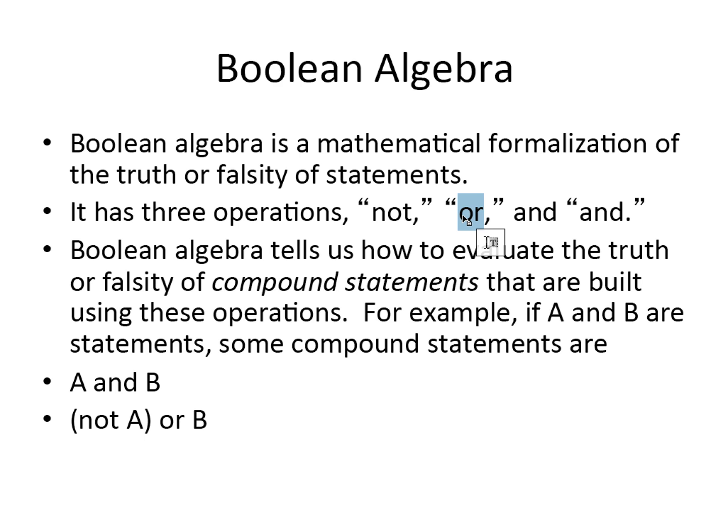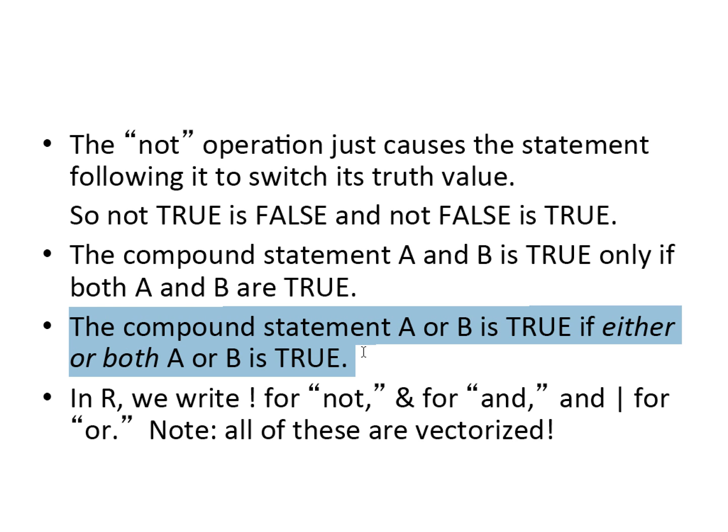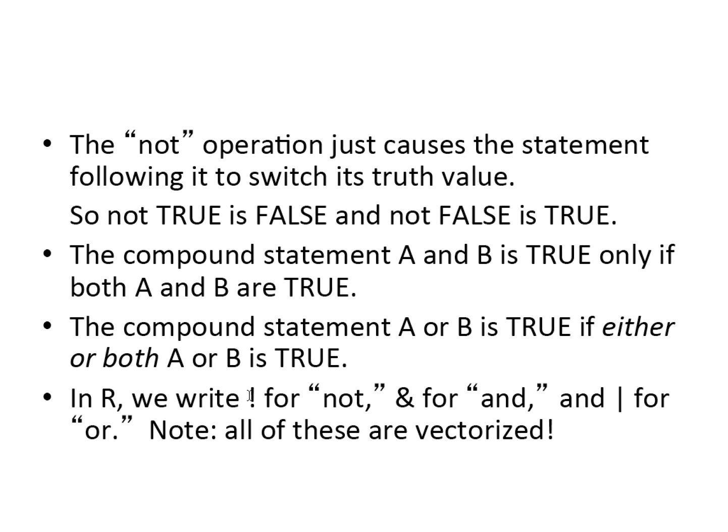R chooses what's called the inclusive or. If they're both true, it says the or is true. But not all languages do that; some languages use the exclusive or. That's the way R has solved that problem, and here you can see it. The compound statement A or B is true if either or both A or B is true. And a reminder that the exclamation point is how not is written in R.